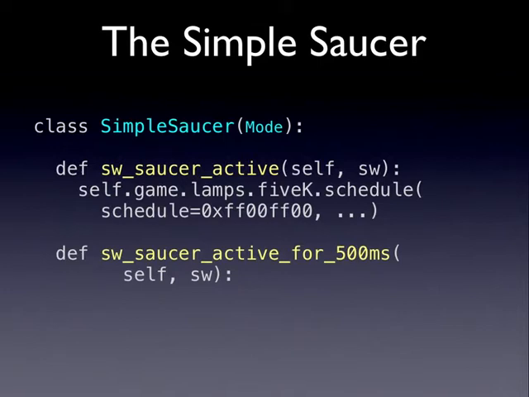Now here's another switch handler. And this one's a little more sophisticated looking than the previous one. So switch saucer active for 500 milliseconds. So that means that once the saucer switch is in the active state, once the ball has been on that switch for 500 milliseconds, which is a pretty long time, then call this method, and only then.